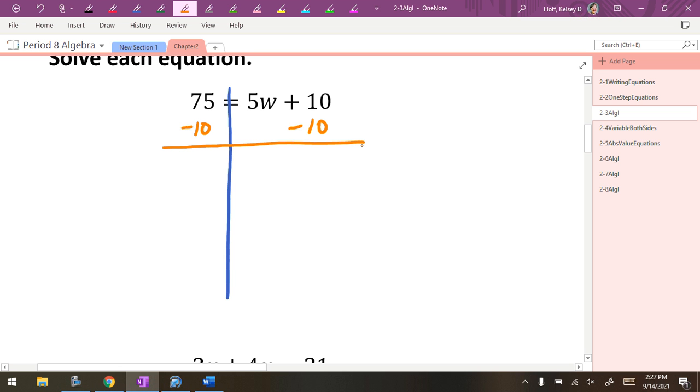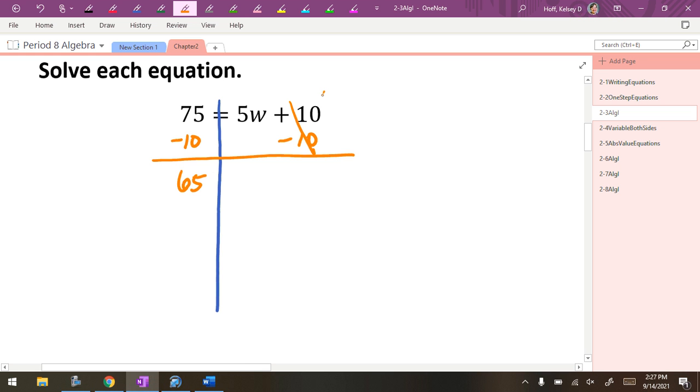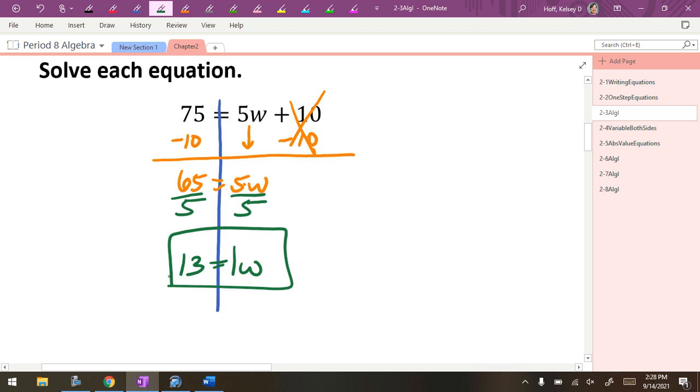75 minus 10 is 65. 10 and negative 10 cancel. I drag down my 5w. Now my variable's alone. Now I need to worry about a positive 1 coefficient. 5 is directly next to w, which means what is happening right here? Multiplication. To undo multiplication, I need to divide specifically by 5. Whatever you do to one side, you have to do to the other. 65 divided by 5, 13. 5 divided by 5, 1w. 13.